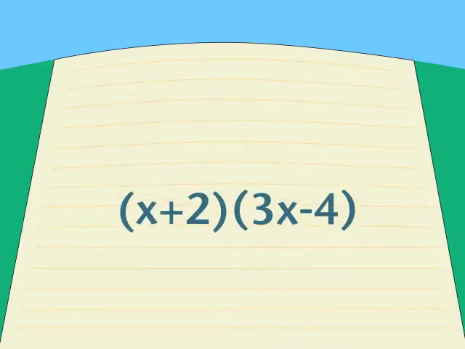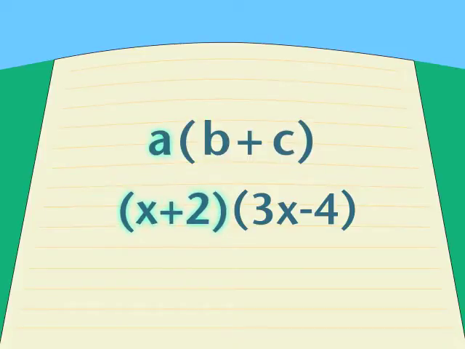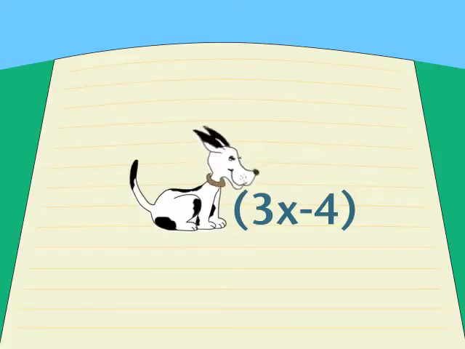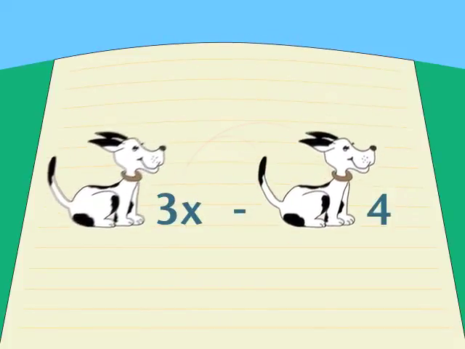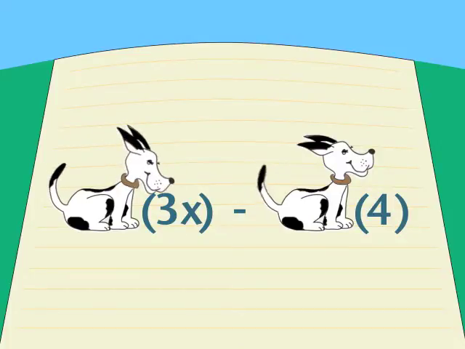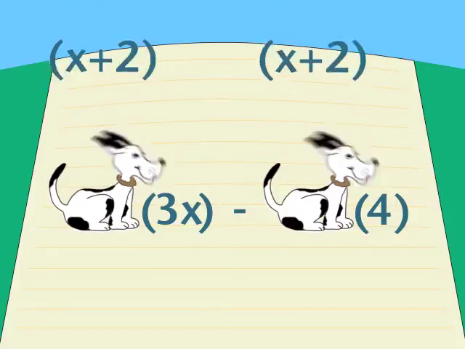Think about the whole first set of brackets in the same way, as a single unit like the a. Here we'll just turn it into Rex for the time being. What do we do with that? Just apply the distributive law and multiply Rex times each part of the second expression. That becomes Rex times 3x minus Rex times 4. Now let's replace Rex with what Rex stood for in the first place, x plus 2.